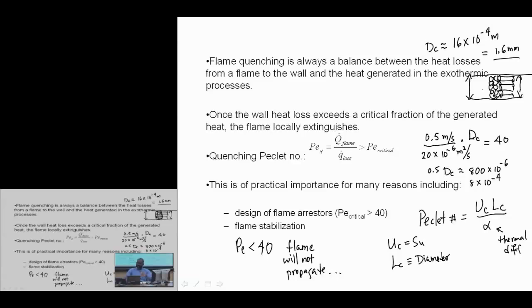If I have a flame propagating through there, I arrest it. I stop that flame at that interface. It can no longer quench in, it can no longer propagate through and perhaps cause an explosion downstream because of this flame arrestor. The scaling is actually pretty simple.